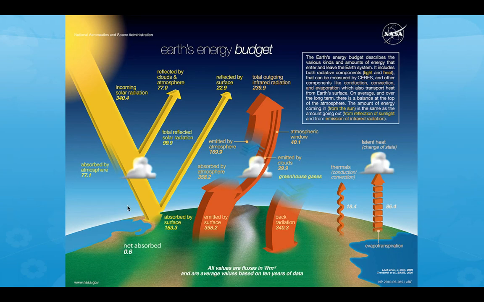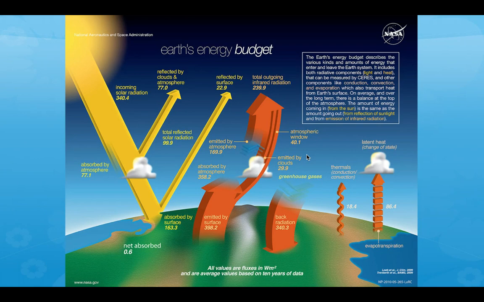So this is about energy that's absorbed from the sun. And then we have energy that is radiated back out. 398.2 watts per meter squared is emitted by the surface. So that is going to be re-radiated out as infrared, as heat. Some of that is absorbed into the atmosphere, 358.2. Some of what is absorbed by the atmosphere later gets emitted back into space by the atmosphere. Some is emitted by the clouds. And so all of this goes into the greenhouse effect.